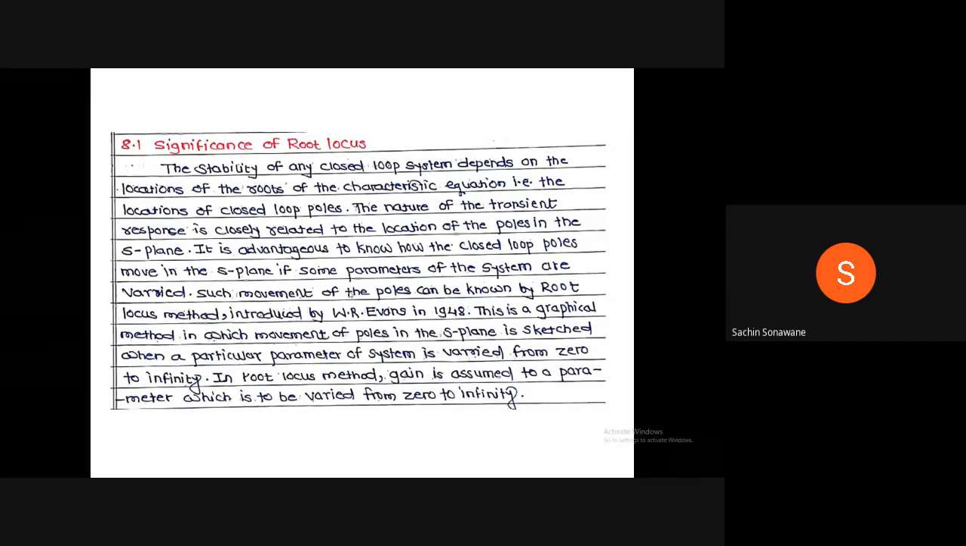are varied. Such movement of the poles can be known by the root locus method, introduced by W.R. Evans in 1948. This is a graphical method in which movement of poles in the S-plane is sketched when a particular parameter of the system is varied from 0 to infinity. In the root locus method, gain is assumed to be the parameter which is to be varied from 0 to infinity.